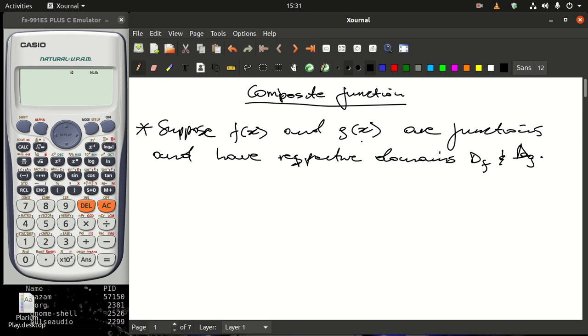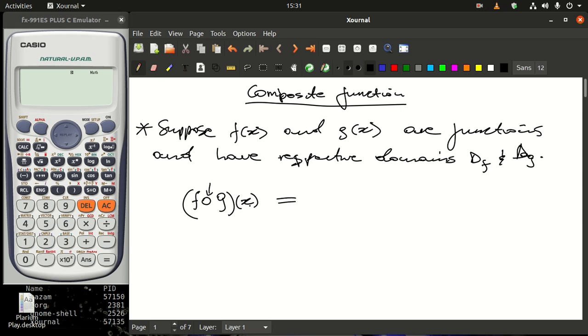All right, so we have these two functions. What do we mean by the composite or the composition of f of x and g of x? We write first f, then this little circle here, and then we put g of x. And then we say that this is how we write it, and this is what it actually means.